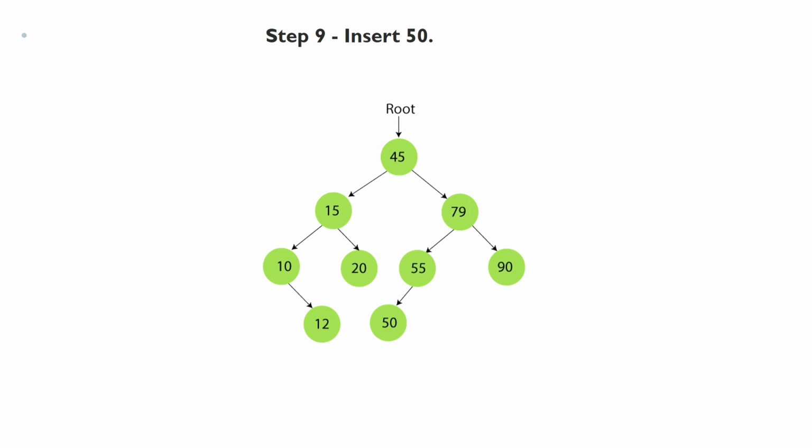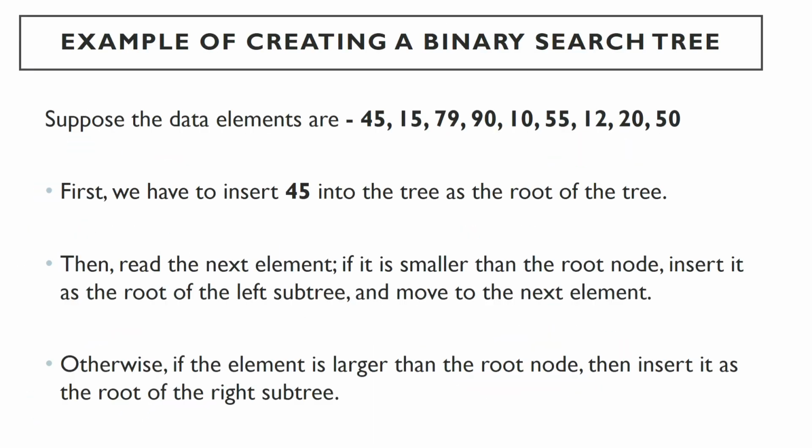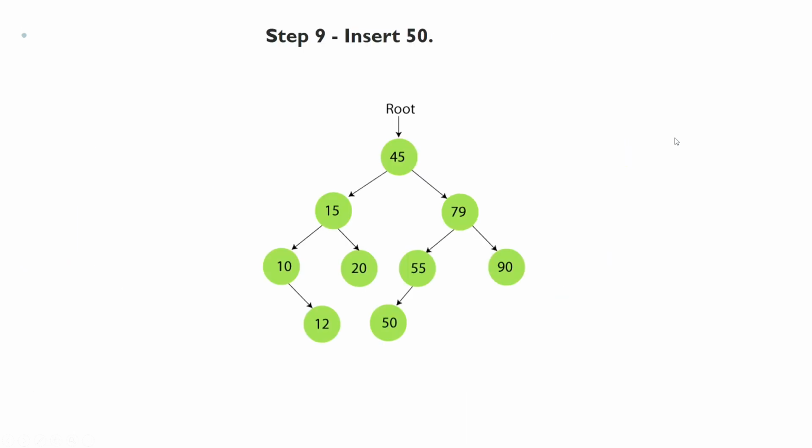Now step 9, which is the final step, will be the insertion of 50. As you can see, 50 is greater than 45 but smaller than 79 and 55. So it will be inserted as the left subtree of 55. Okay, so now the creation of the binary search tree is completed, and after that we will move towards the operations that can be performed on a binary search tree. We can perform insert, delete and search operations on the binary search tree.